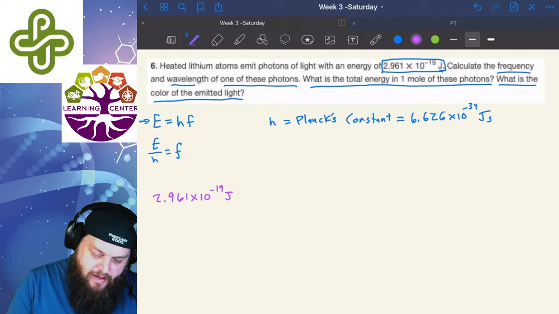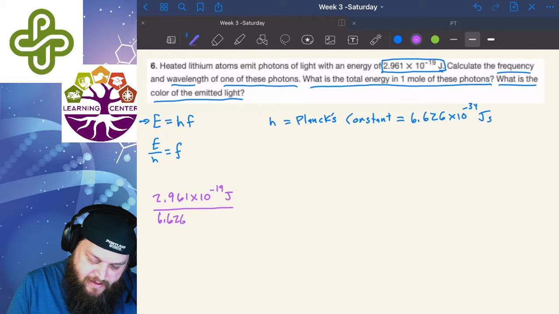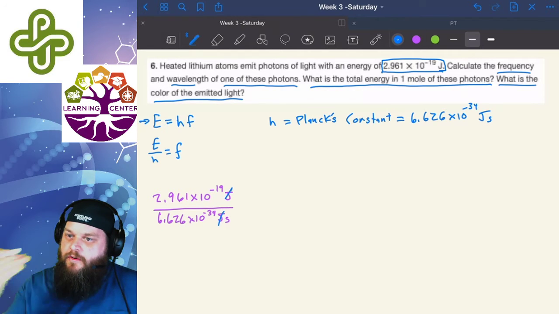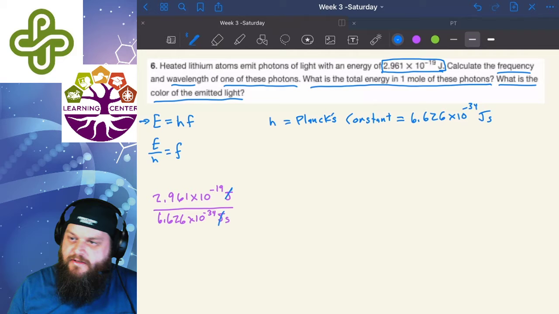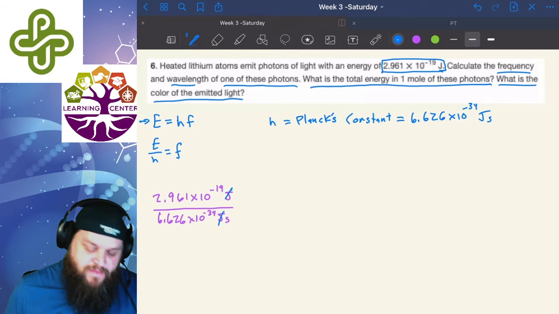So that I can utilize that now. But I just wrote my energy down below. I can divide that by 6.626 times 10 to the negative 34 joule seconds. And if we look at the units for that, joules are going to cancel out. They're on the numerator and the denominator, but seconds are still on the bottom. So it's going to be a per second, which is hertz, which is a frequency. So our units match, which is good.